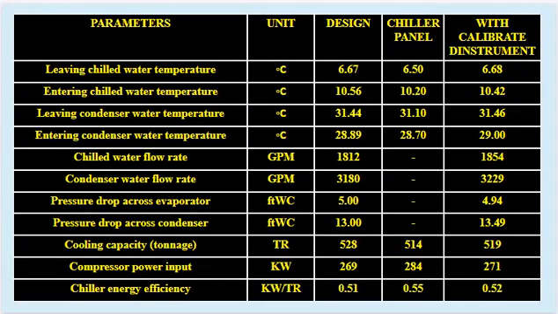Let's consider the performance comparison table, which helps assess chiller performance by comparing chiller panel readings with calibrated instruments. By examining metrics like water temperature, flow rates, and pressure drops, we can spot discrepancies and make adjustments. Calibration isn't just about accuracy, it's about understanding the system's true performance and making informed decisions. Imagine adjusting your system based on accurate readings. It ensures the chiller runs at peak efficiency, reducing both costs and carbon footprint.